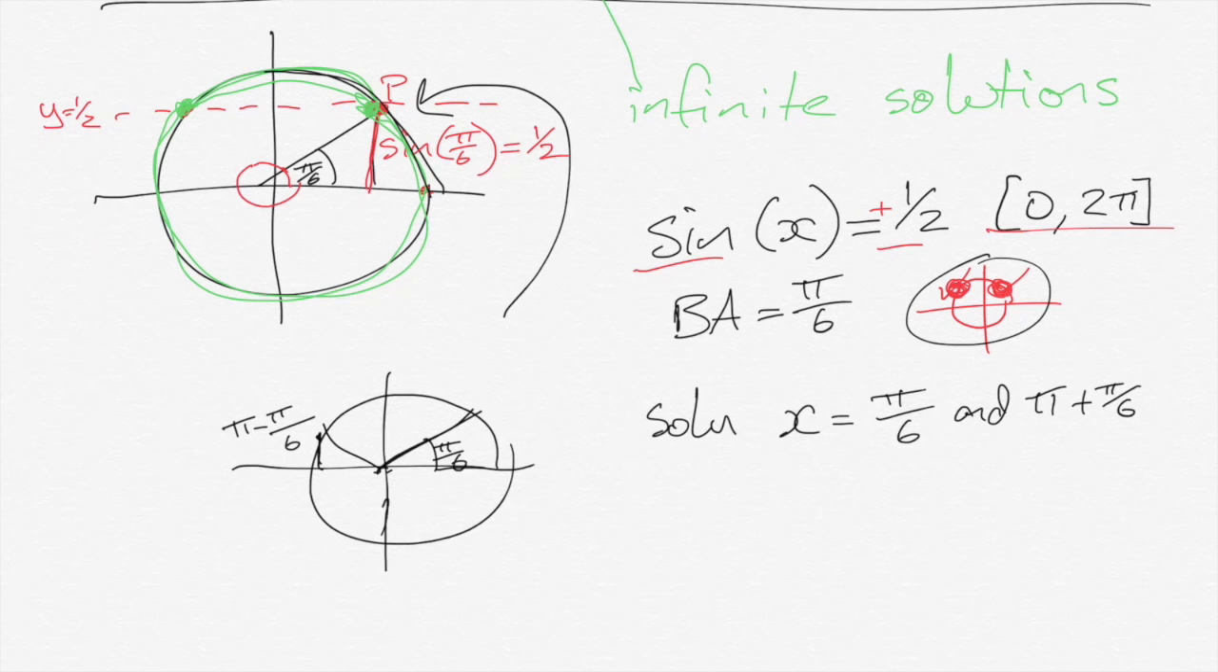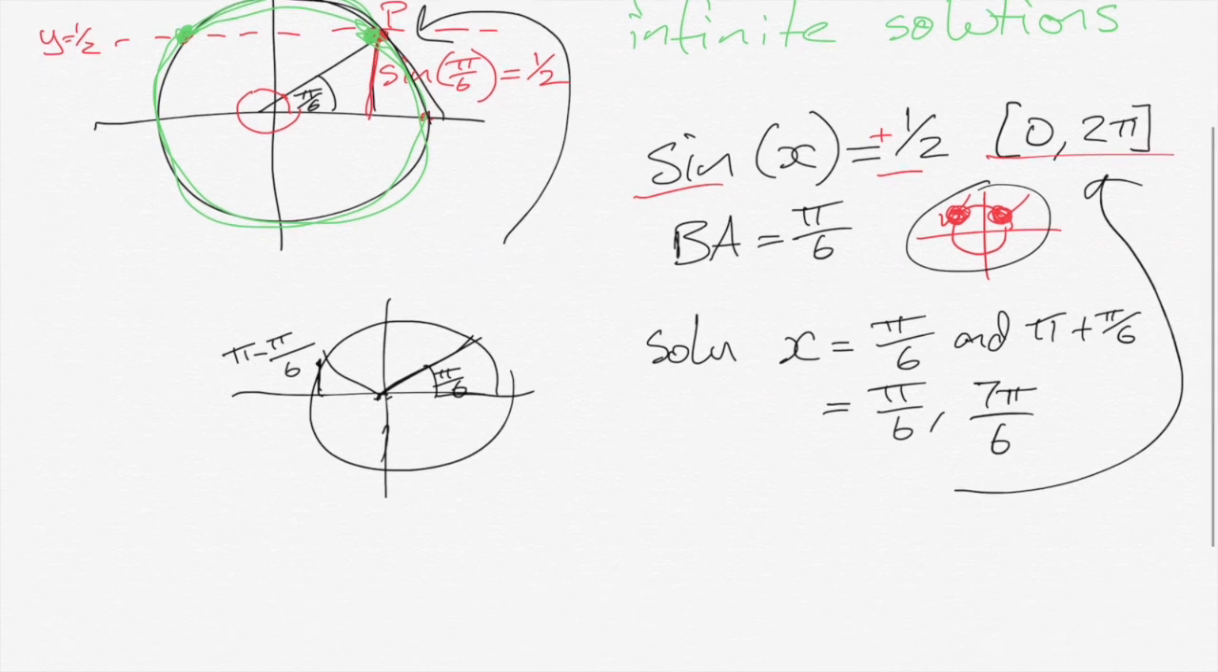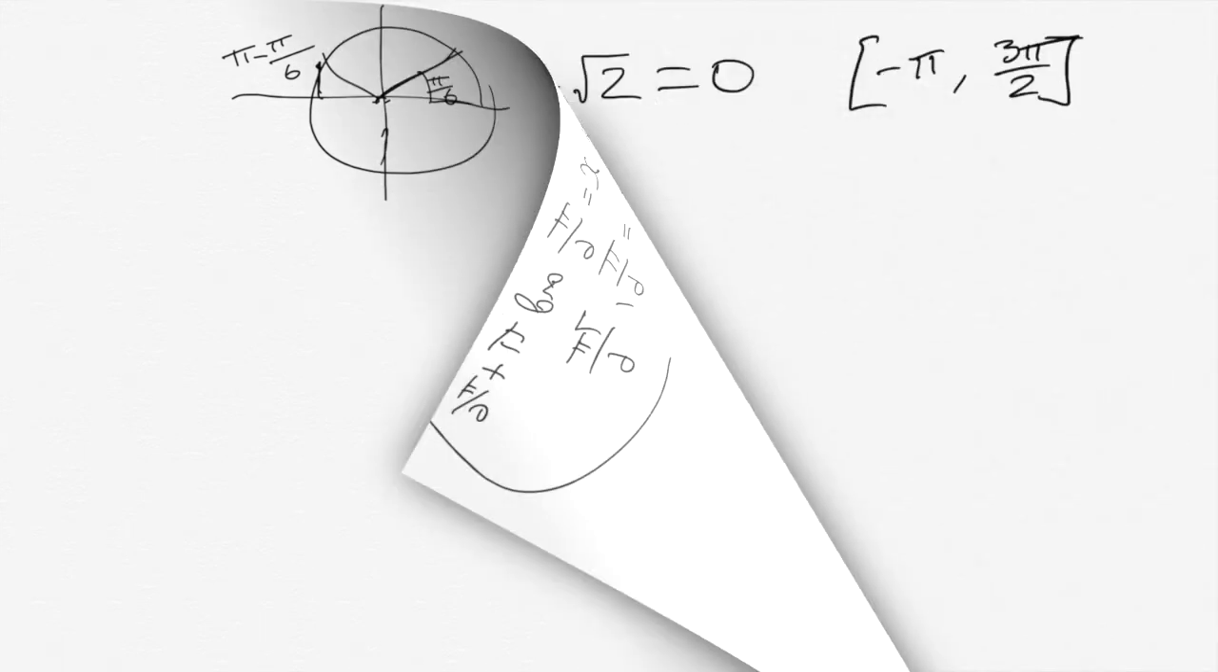We're going to be doing lots of fraction addition here to turn these numbers into something a little bit more palatable: 7 pi on 6. Those are my two answers. When you finish, double check that they're both inside the given domain that you're expected to. So that's how solving equations works, but it is going to get more difficult. Let me give you one more example.